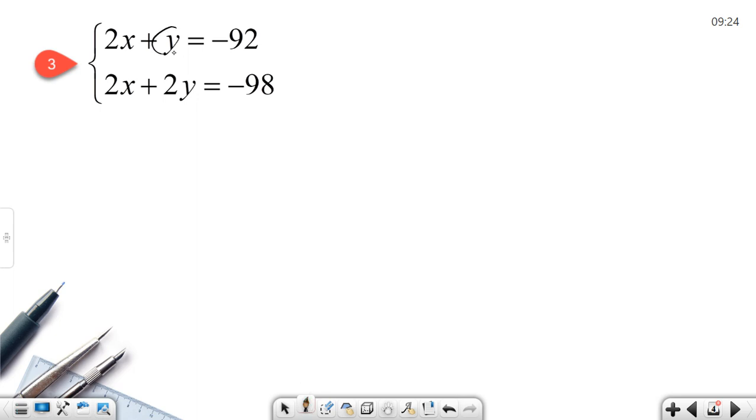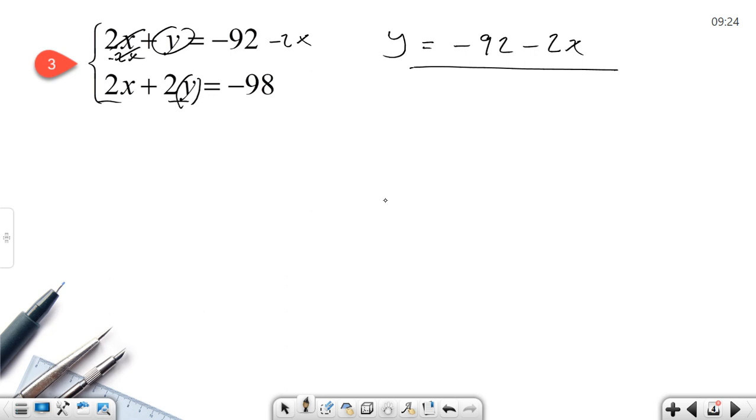Let's try that one. Here I have 2y. As you see, it has a coefficient, but this y doesn't have a coefficient. So I can isolate y on one side. I can write y equals something. How can I do that? Minus 2x, minus 2x, that cancels. So y equals minus 92 minus 2x. So here, instead of this y, I can write that value: 2x plus 2 times, don't forget using parentheses, minus 92 minus 2x, equals minus 98.